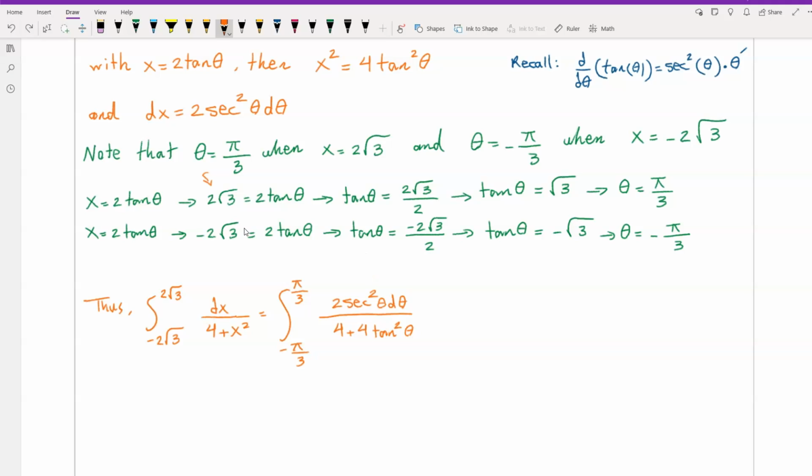And in the denominator we have 4 plus x squared, and x squared is equal to 4 tangent squared. And in this case, instead of negative 2 square root of 3 and positive 2 square root of 3, now we have to use what we have for theta. And for theta we have negative pi over 3 and we have pi over 3.